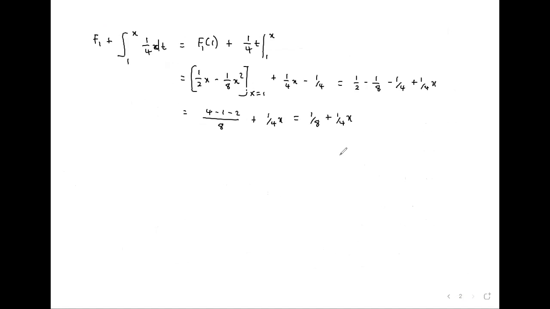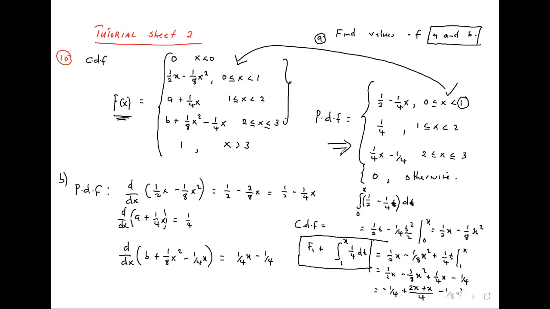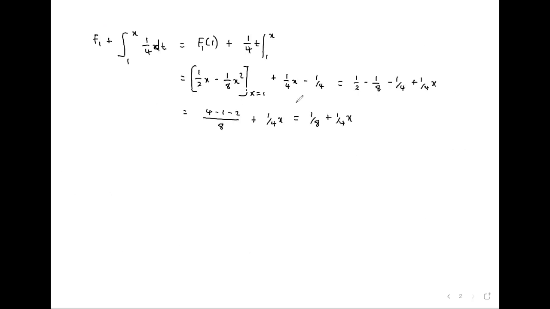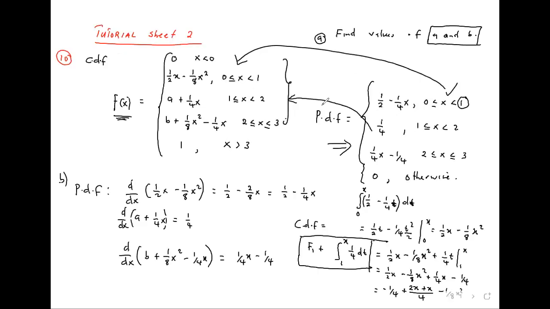So we've gotten 1 over 8 plus 1 over 4x. Remember, this piece is 4. So now we have transformed this one to here. So we have known what A is. So far, we know the value of A because A is going to be 1 over 8, since we have A plus 1 over 4x. This is A. We want to get B now.